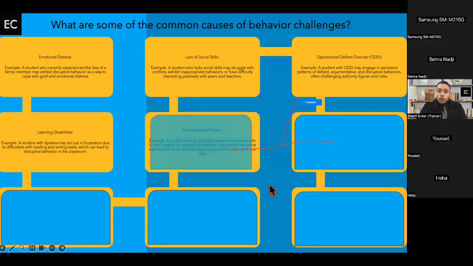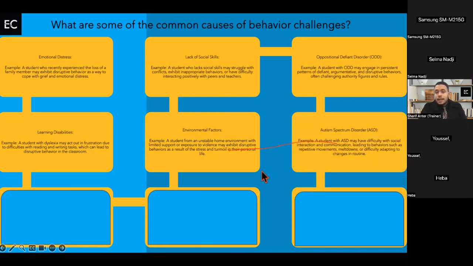Another one is environmental factors, and you've also mentioned some of those. So maybe their parents at home can be a bit violent with them. Maybe they shout at them at home. Maybe they don't give them a chance to express themselves.